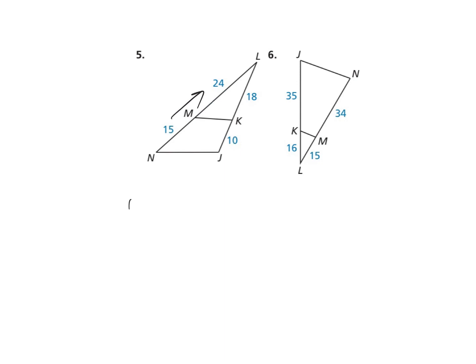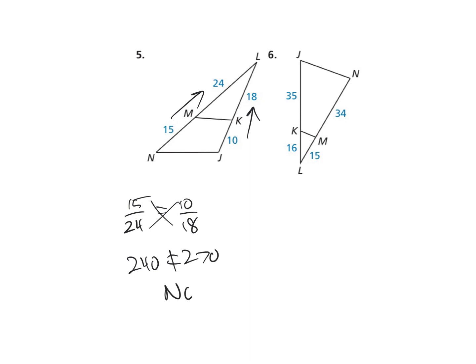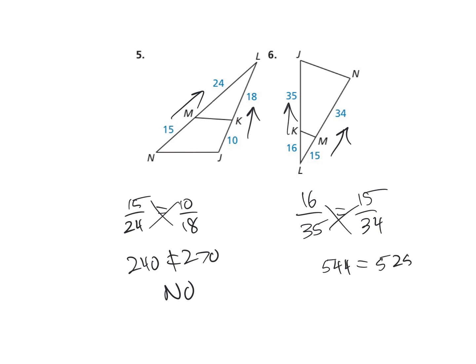Same thing. 15 is to 24. They don't look parallel, but let's just make sure. 10 is to 18. Cross multiply. 240. 18 times 15 is 270. So no, they're not parallel. Here they appear not to be parallel, but we're not sure. 16 is to 35 as 15 is to 34. So we cross multiply. 16 times 34 is 544. And 35 times 15, that's going to give you 525. So no, they are not parallel.